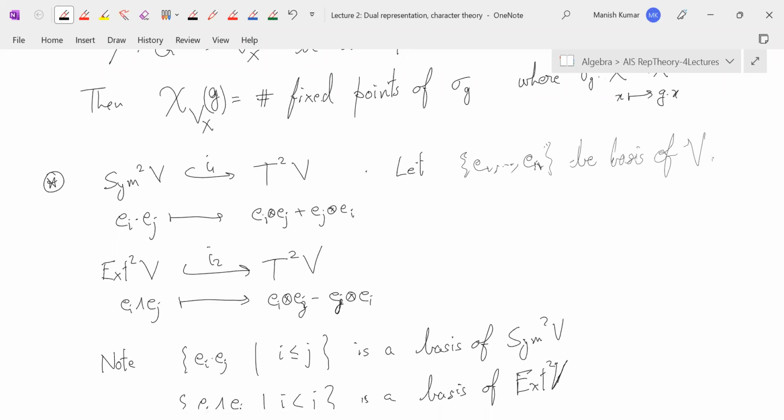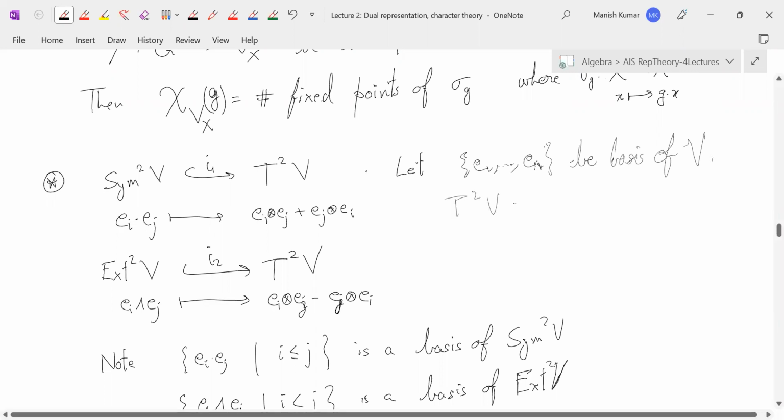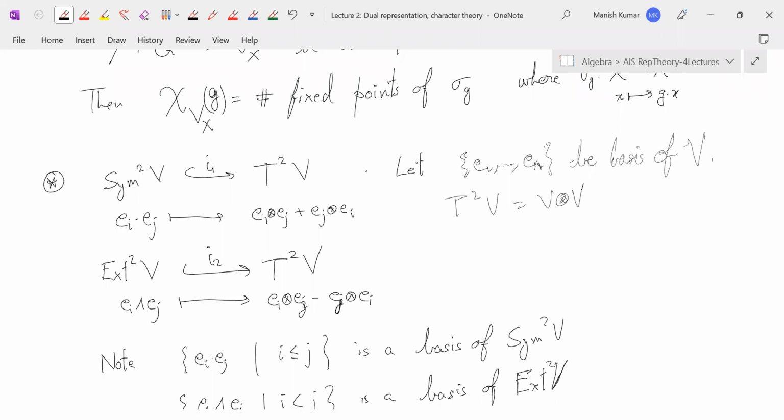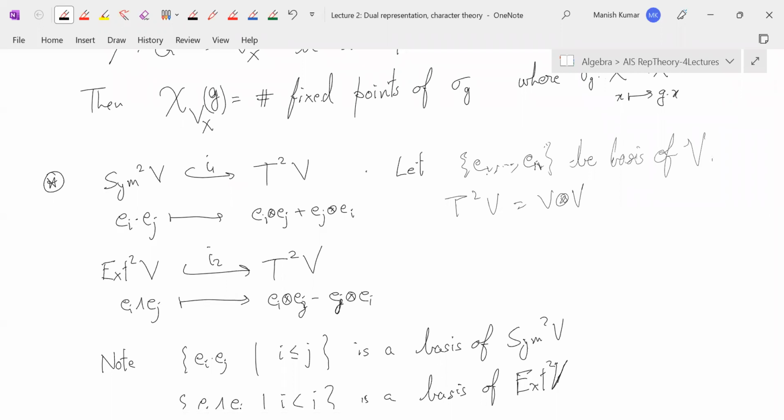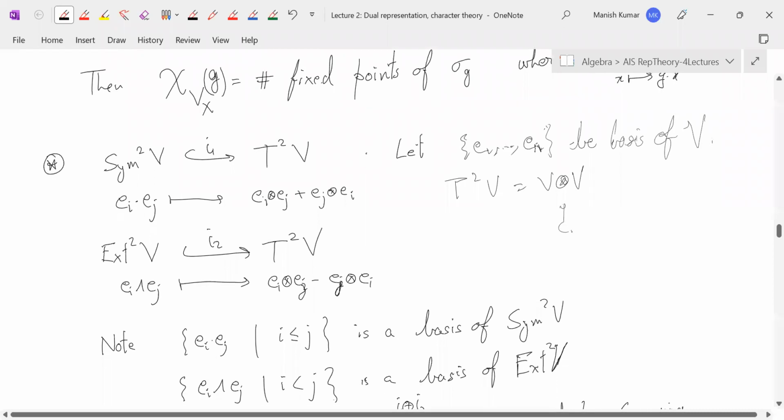First maybe I'll say what T2V is. Remember, T2V is just V tensor V, the tensor product of V with itself. Sim2V is a quotient of it. V tensor V has a basis Ei tensor Ej, yeah? But Ei tensor Ej is different from Ej tensor Ei.